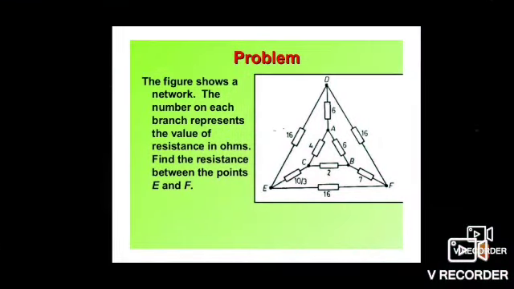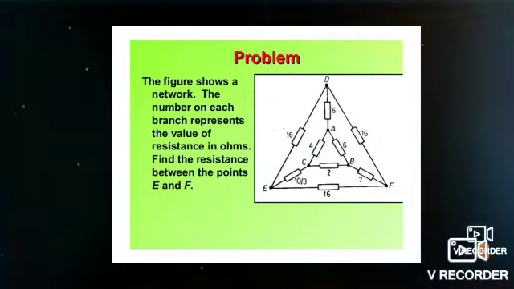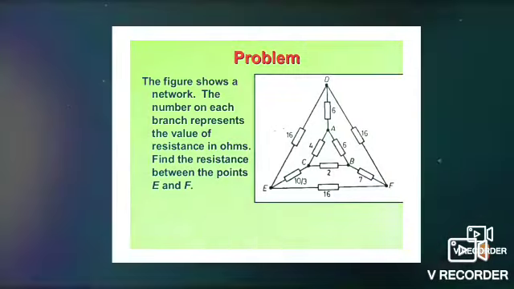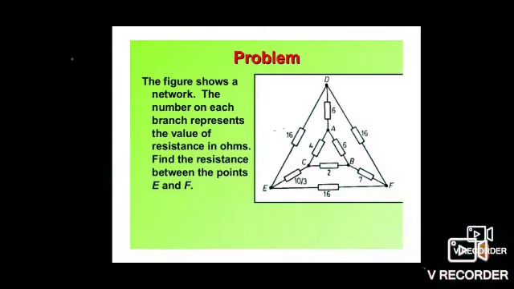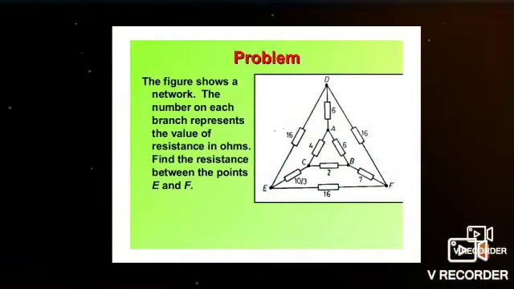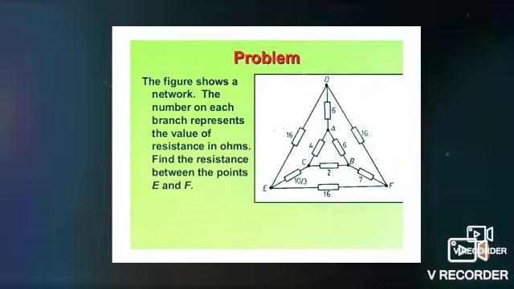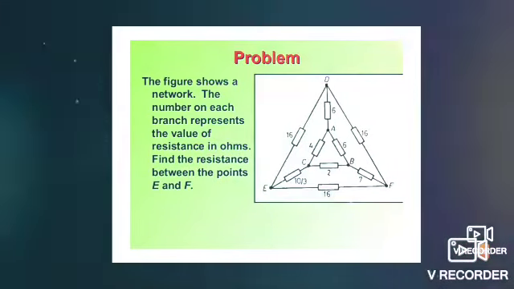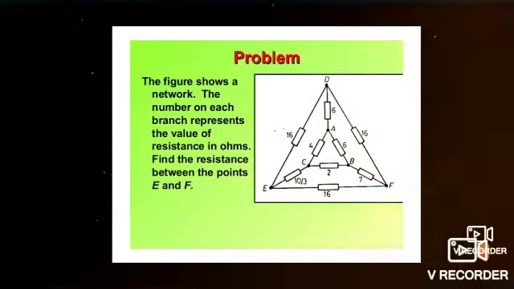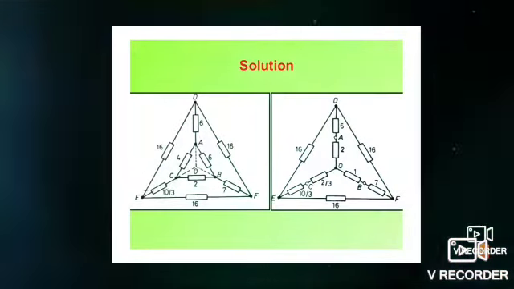See the next problem. The figure shows the network. The number on each branch represents the value of resistance in ohms. Find the resistance between the points E and F. We have to find the value of resistance between the points E and F. That is, we have to find the equivalent resistance between the points E and F.